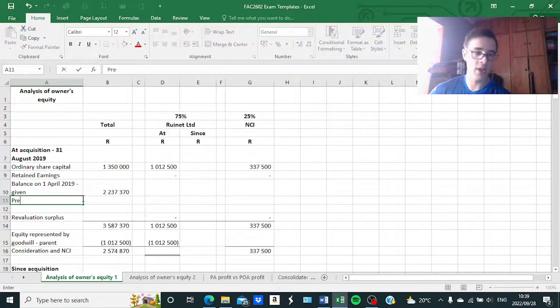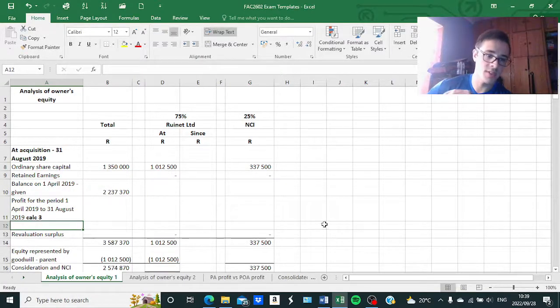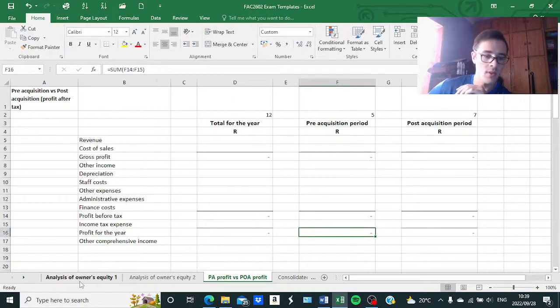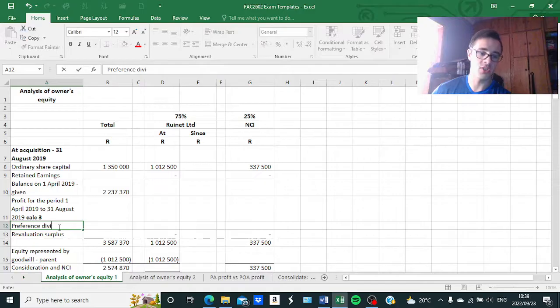Then we need to calculate the pre-acquisition profit, or the profit for the period 1 April 2019 to the 31st of August 2019, also known as the pre-acquisition period, and we will calculate this in calculation 3, where we have calculated the post and pre-acquisition profits. We will calculate this right here, and then we need to subtract the preference dividends for the pre-acquisition period, which we'll do now.